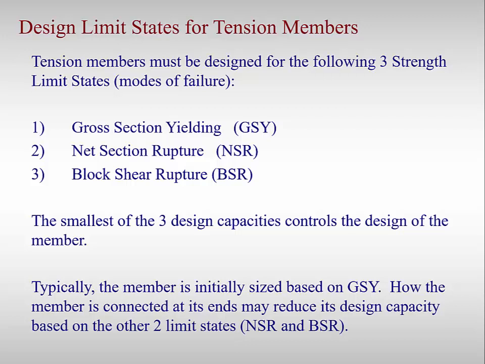Note, the majority of the design provisions for tension members are located in Chapter D of the AISC specification, which is Part 16 of the Steel Manual. Block shear rupture provisions, however, are located in Chapter J of Part 16 and will be discussed in Lesson 11, which is the second lesson of Module 5.